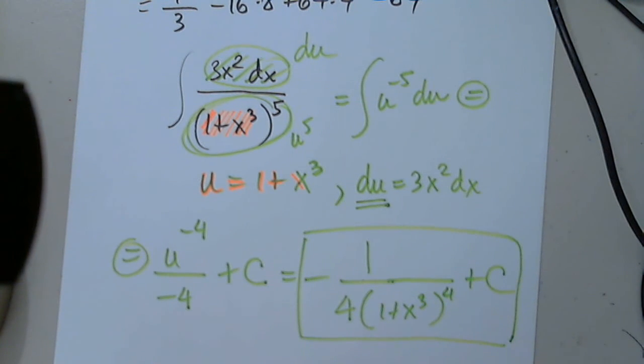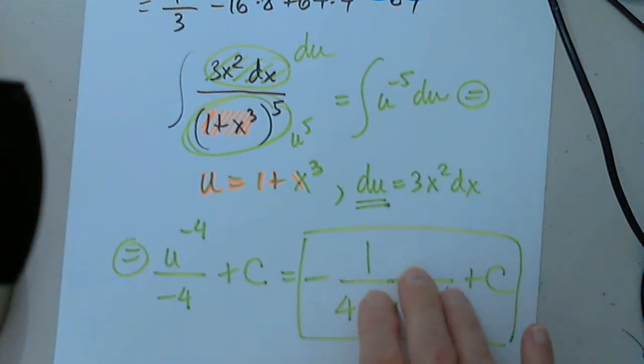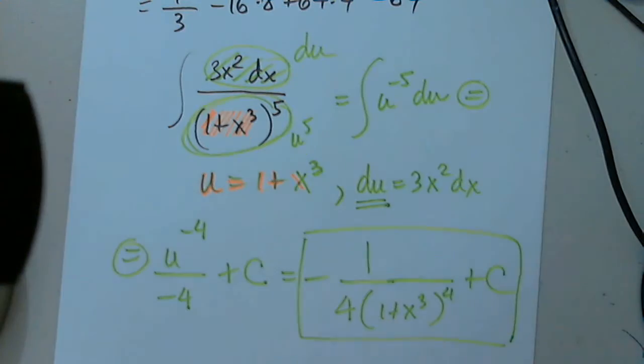For the indefinite integrals, you can always check. Differentiate this and see that you get 3x squared over this, guaranteed. Any questions before we choose another? Any questions?